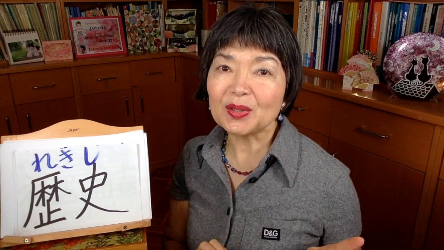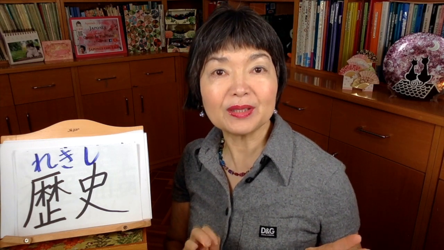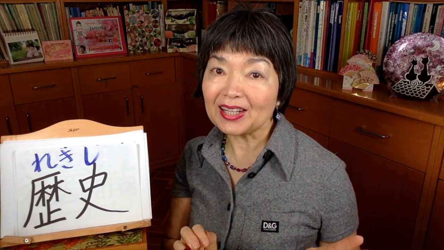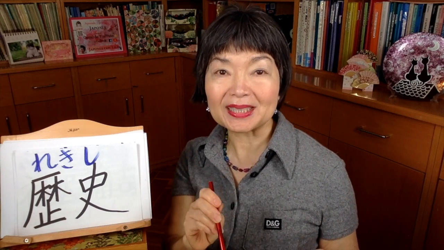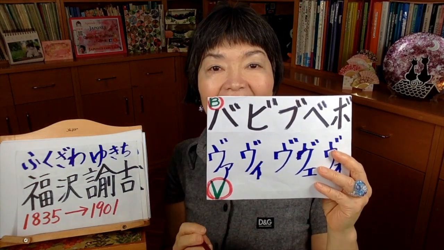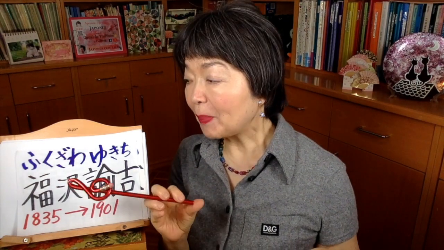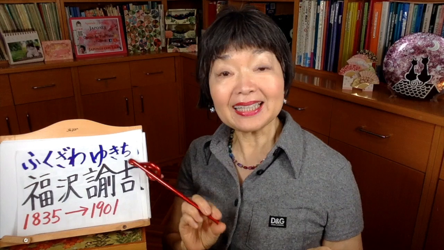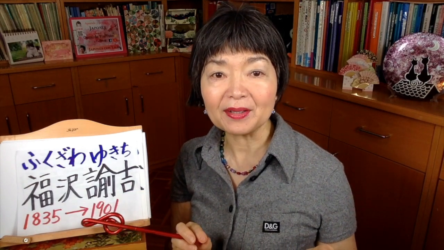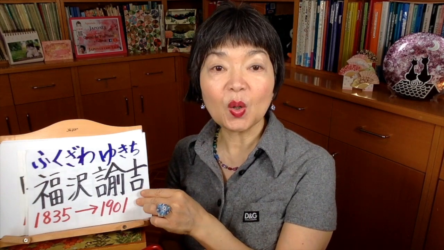I've got a video, culture video number 8, where I talked about the history of katakana, how katakana was born. So you can see it, and I'm going to put the link below. This way to write u and ten was invented by a man called Fukuzawa Yukichi. Fukuzawa is the family name, Yukichi the given name, and he was born in 1835 and died in 1901.